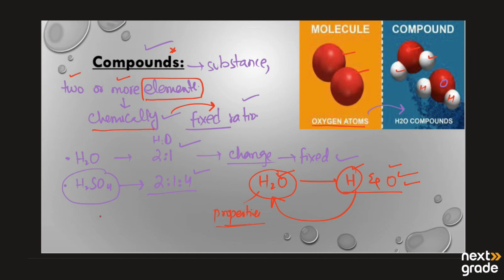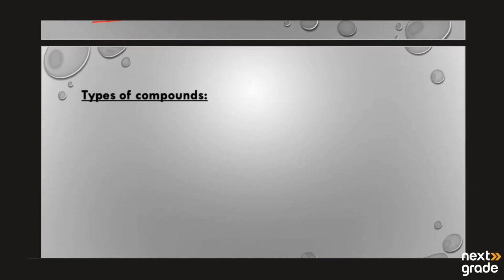Next, compounds cannot be broken down into their constituents by simple methods. If we need to separate the constituents of a compound, we need some type of chemical method. By simple or physical methods, we cannot break these molecules.